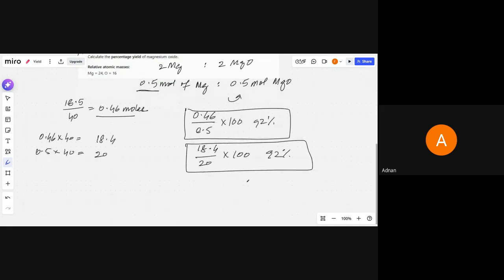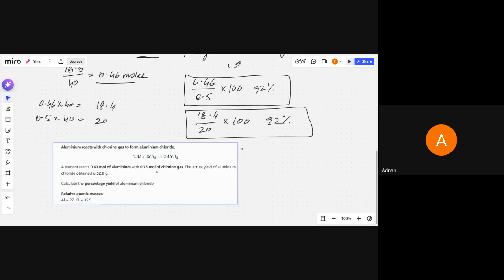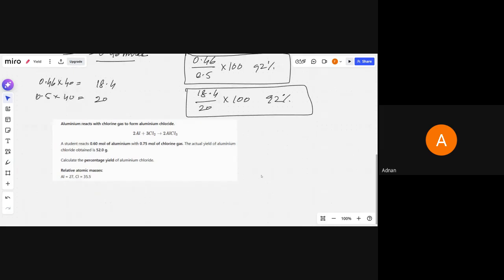Okay, now let's make it a bit more complex. I'm sharing this second question with you. Sometimes questions on yield can be made a bit complex by changing the mass or moles of both the reactants. When that happens, you will have to find the limiting reactant first, because if you use the moles of the excess reactant to find the yield of a product, you will get an artificially higher yield, which will not be the case, and your answer will be incorrect.